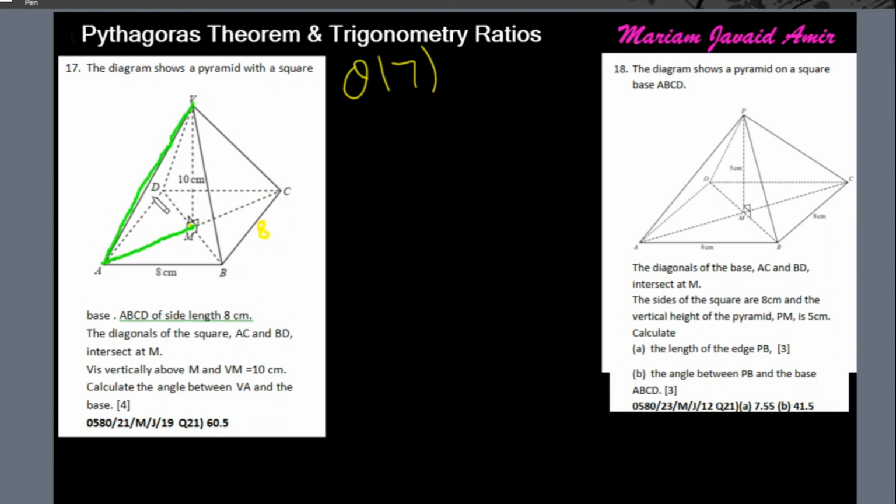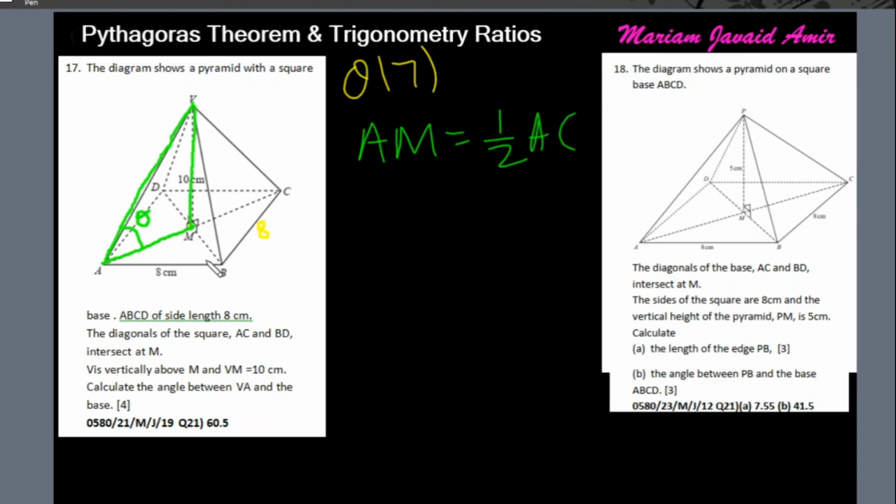And secondly, this is the angle theta, right, between these two green lines. And if I connect VM, I have myself a right angle triangle. So if I have a right angle triangle and I have 2 of its sides, I can find theta easily. So to find theta, I first need AM, and notice AM should be equal to half of AC. So next, how will I find AC?